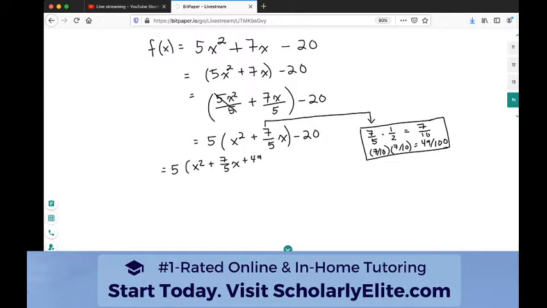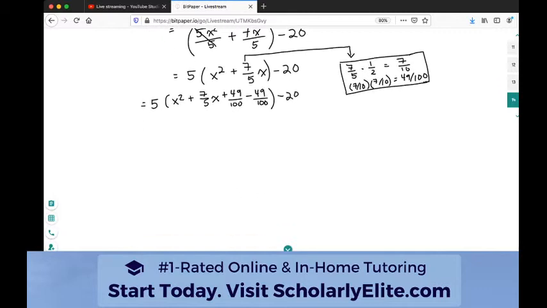Plus 49 over 100. Minus 49 over 100. Minus 20. Okay, so remember again, we want to move the negative out. But we can't just move it out as it is. We have to multiply it by the term that we took out. So I'm going to practice that over here.